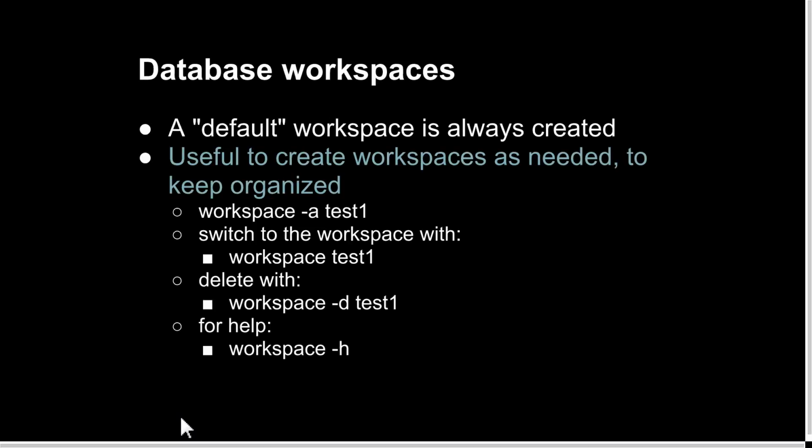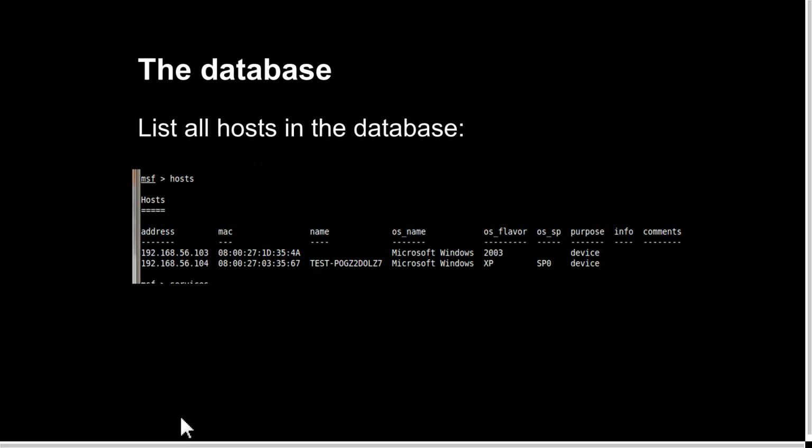You can also organize workspaces for whatever you're doing. It always creates a default workspace and always uses it. If you want to create a new one, you just type workspace -a and whatever you want to name it. Again, this is all within the MSF console. Then you switch to it with workspace and its name. You delete it with workspace -d, and if you need any help, workspace -h.